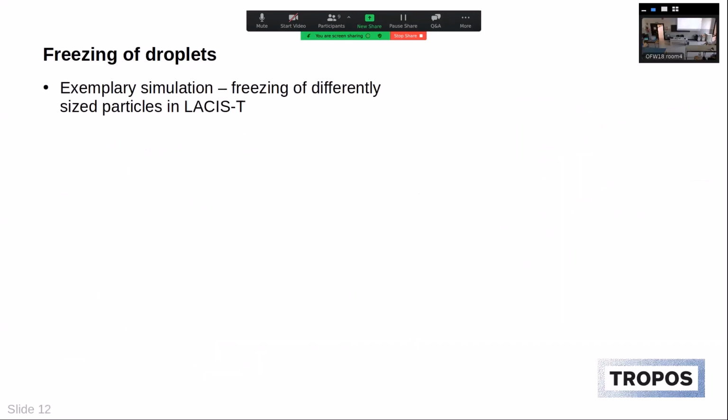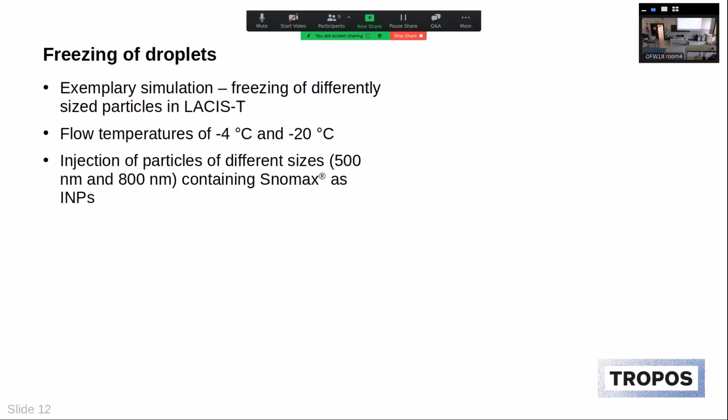I also want to show you an exemplary simulation for the freezing of differently sized particles inside our wind tunnel, the LACIS team. This time we have two different flow temperatures of -4 and -20 degrees centigrade. We inject particles of different sizes, namely 500 and 800 nanometers. These particles contain SNOMAX as INPs. SNOMAX is a commercially available ice-nucleating particle, which consists of bacteria called Pseudomonas syringae, and they have a protein which is then the ice-nucleating particle.